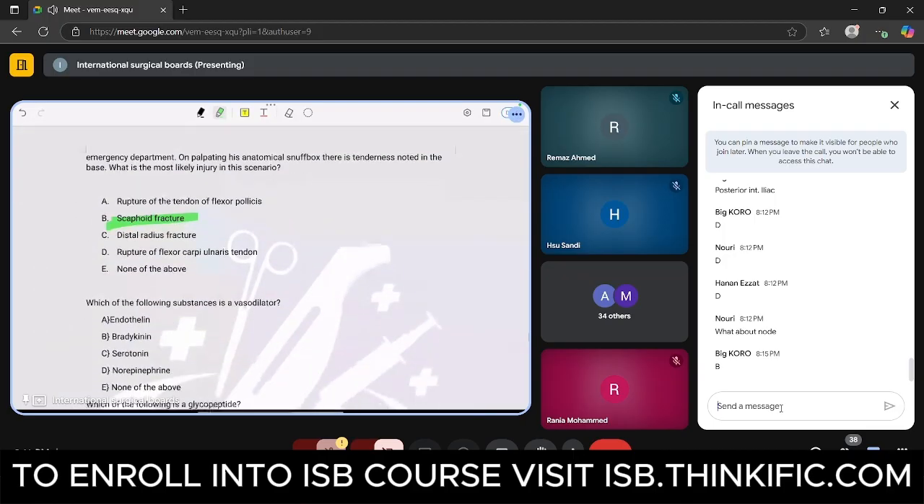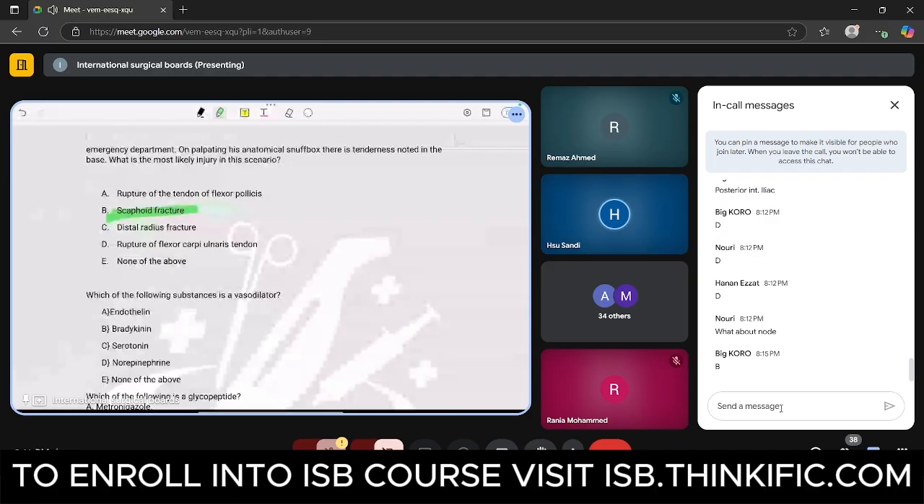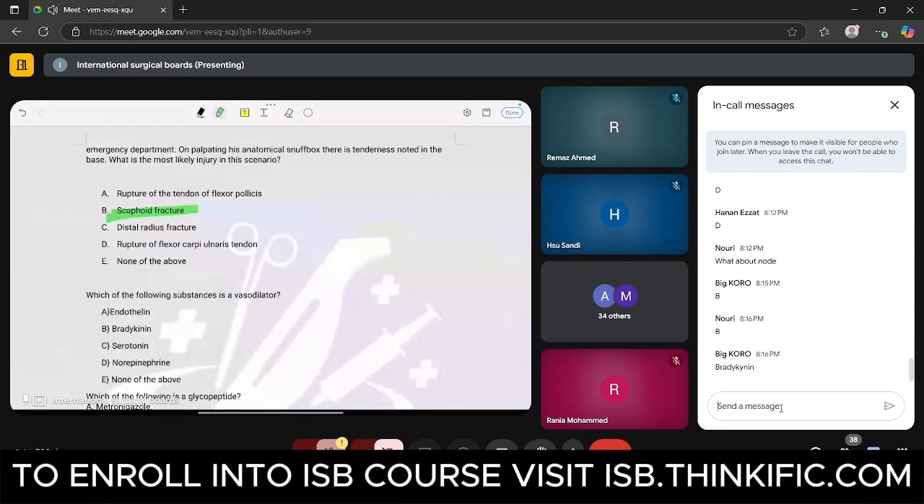Let's move to the next one. Which of the following substances is a vasodilator? Endothelin, bradykinin, serotonin, norepinephrine, none of the above. Bradykinin is a potent vasodilator. Endothelin is a potent vasoconstrictor. Serotonin can work as both depending on the state of the blood vessels, right? So in inflamed tissues, it's a vasoconstrictor, but in normal tissues, it acts as a vasodilator.